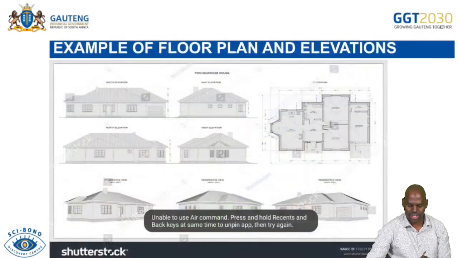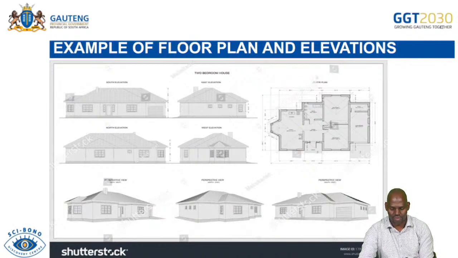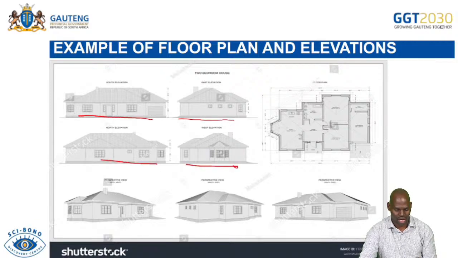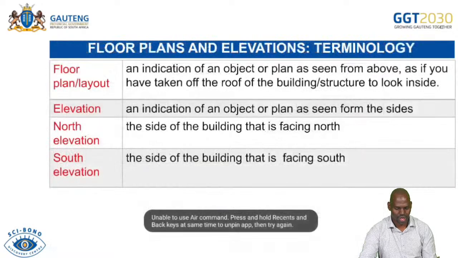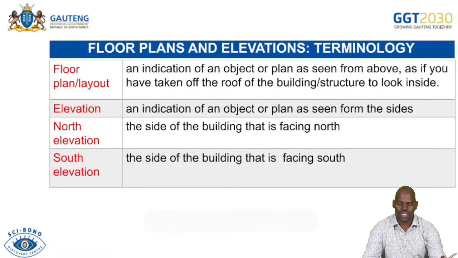Now this is another example of a floor plan and elevations. There you've got the floor plan and there you've got elevations. We've got 1, 2, 3, 4 elevations, and these are just the three-dimensional figures. Okay, let us look at the terminologies. Every terminology that you're going to encounter in this subtopic, you should be able to define it.